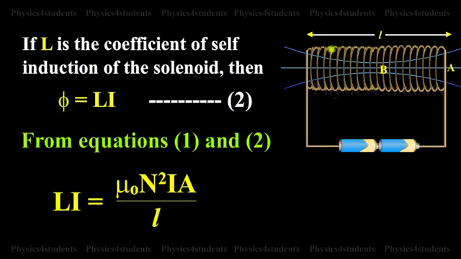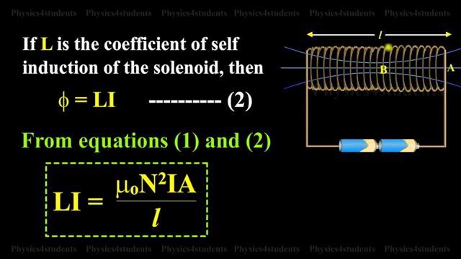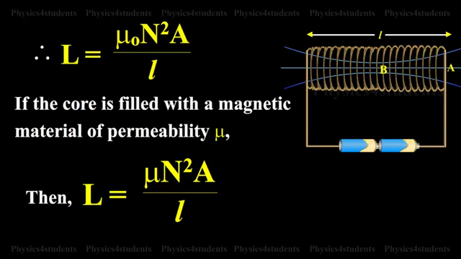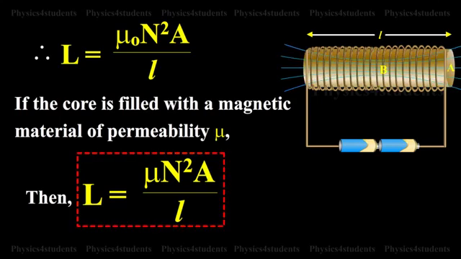If L is the coefficient of self-induction of the solenoid, then phi is equal to LI. From equations 1 and 2, LI is equal to mu naught N squared I A by l. Therefore, L is equal to mu naught N squared A by l. If the core is filled with a magnetic material of permeability mu, then L is equal to mu N squared A by l.